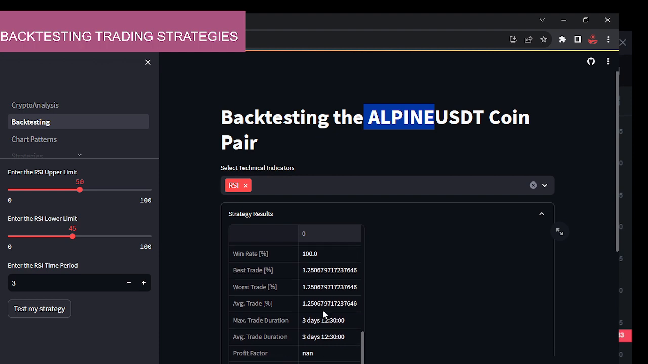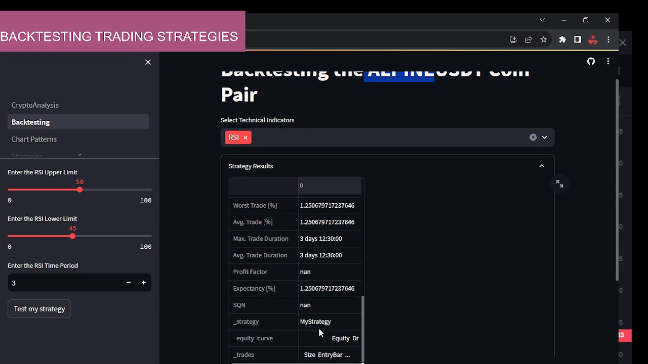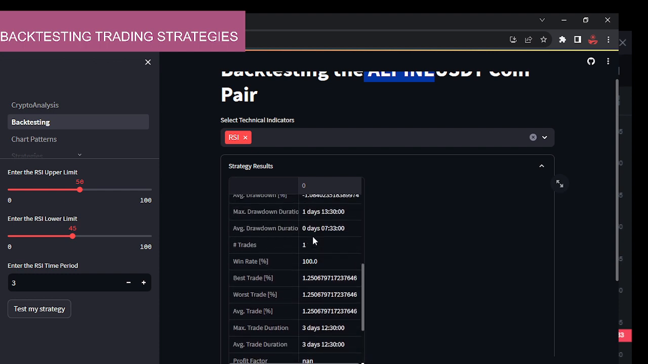So the best trade, I think that one is quite straightforward. The worst trade, the average trade, maximum trade duration, profit factor, expectancy. I think the other parameters are quite straightforward, but in case they're not, you can always just comment and tell me how I can plot some of these parameters for you guys if you're also interested in them.